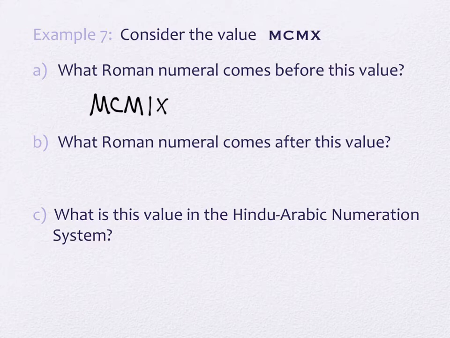So what Roman numeral then would come after that value? Not after our original value, MCMX. Yeah, you just add a 1 after it. So the MCMX, I need now, instead of it to be 10, I need it to be 11. And I make it bigger by putting the 1 after the X instead of before the X, which made it smaller.